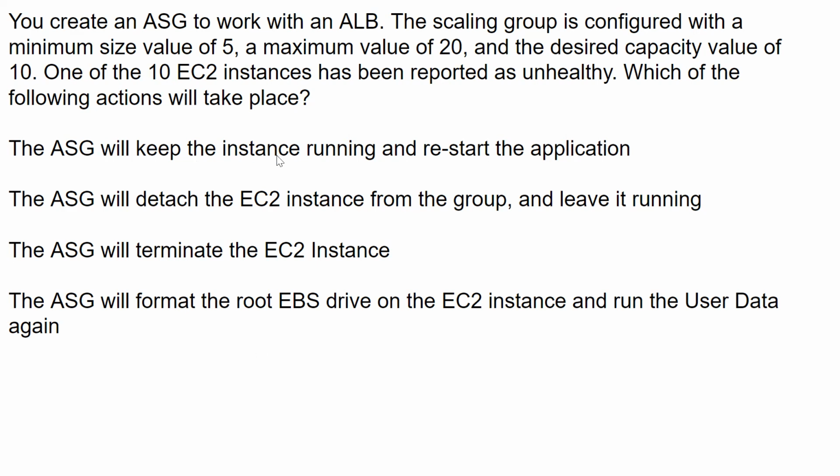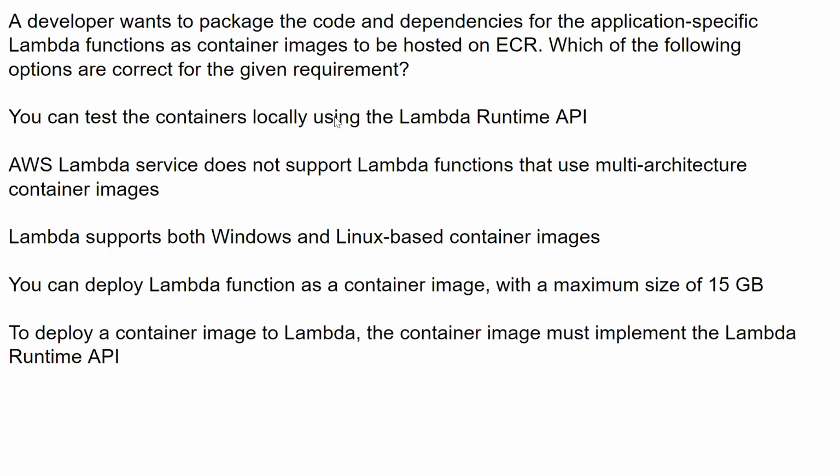The ASG will keep the instance running and restart the application. The ASG will detach the EC2 instance from the group and leave it running. The ASG will terminate the EC2 instance. The ASG will format the root EBS drive on the EC2 instance and run the user data again. We'll terminate the EC2 instance.